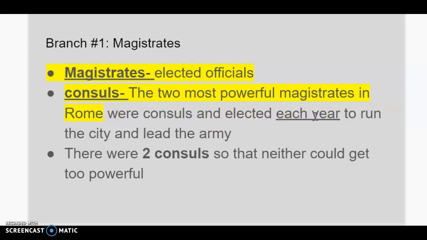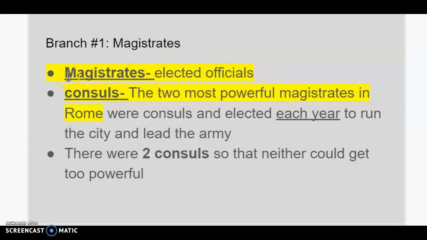And you might be asking why they do it every single year. So that not one consul or two consuls can have too much power and end up staying in power for a long time. Just like the president in our country, in the U.S., they get elected every 4 years. They might win two terms in a row, which is 8 years, but after that, their limit is up. We got this idea from this first branch in Rome of the Republic, the magistrates.